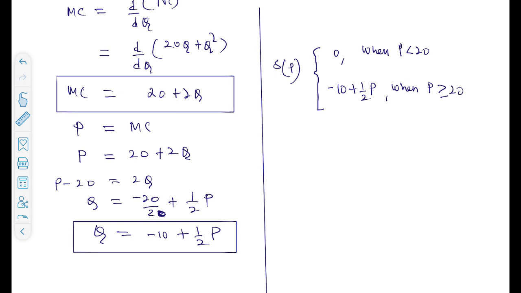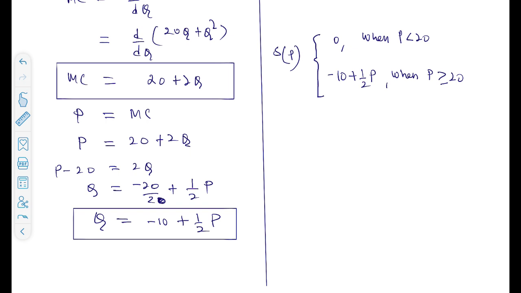So what is the actual logic behind this? Because the firm must recover the average variable cost in order to continue to produce in the short run. If a firm is not able to recover its average variable cost in the short run, it will shut down its production facility. So supply is possible if the price is equal to or greater than the minimum point of the average variable cost in the short run.